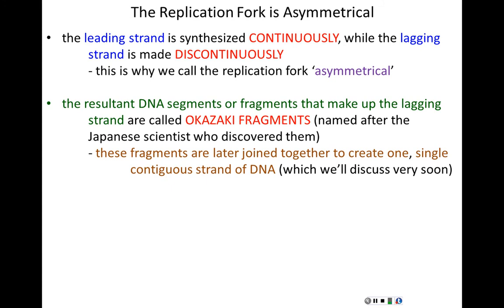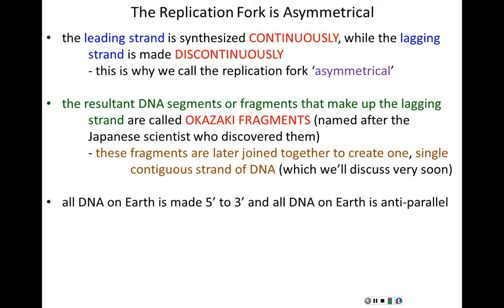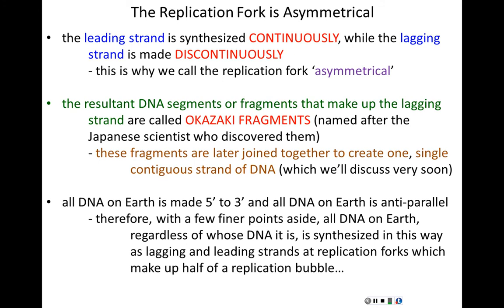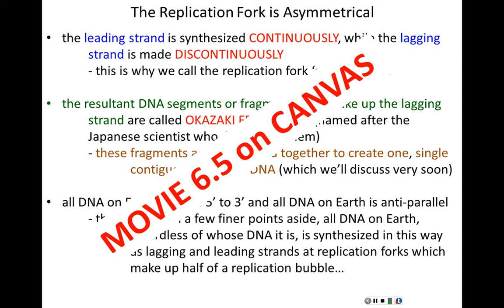It's also important to point out that all DNA on Earth is replicated in this way. All DNA on Earth must be anti-parallel. All DNA on Earth is made 5' to 3'. There's no living system to synthesize DNA in any other direction. And so, with some subtle details aside, all DNA on Earth, regardless of what cell that DNA is in, is synthesized in the way we're describing here, with one lagging strand and one leading strand, both being made at replication forks, which make up half of a replication bubble. Movie 6.5 on Canvas does a very nice job of just summarizing the overall synthesis of leading and lagging strands.